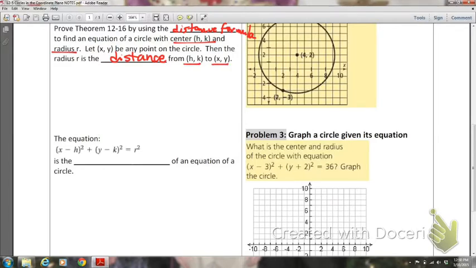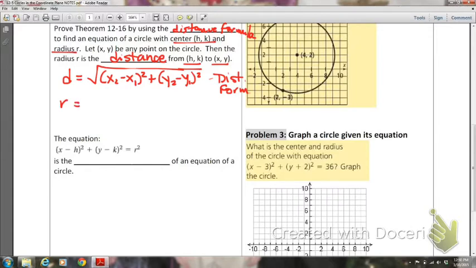So let's just write the distance formula. Distance is equal to the square root of the difference between your x coordinates, x sub 2 minus x sub 1, parentheses squared, plus the difference between your y coordinates, y sub 2 minus y sub 1, parentheses squared. So that's just your distance formula. So now we're going to substitute. The distance is actually the length of the radius. So put the r in for the d, substitute there.